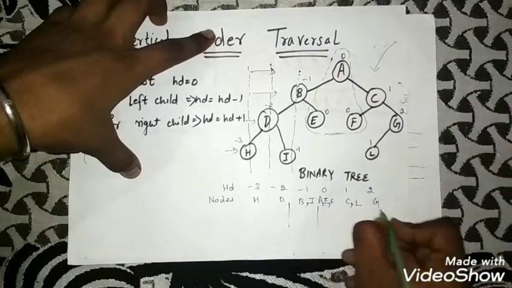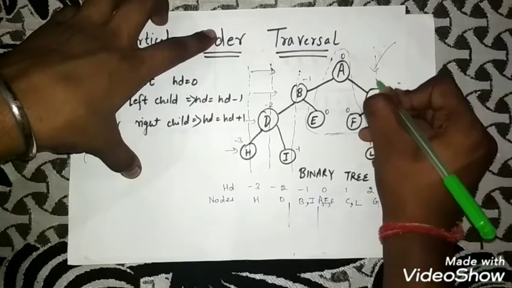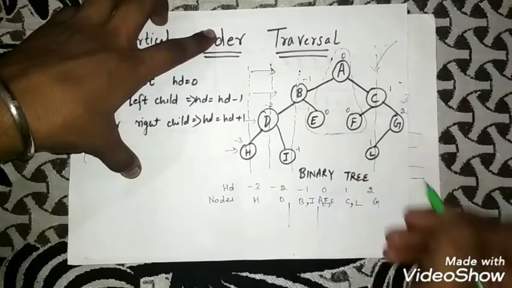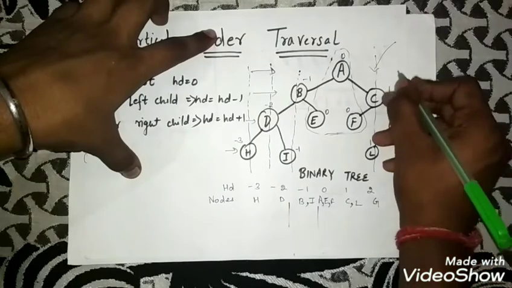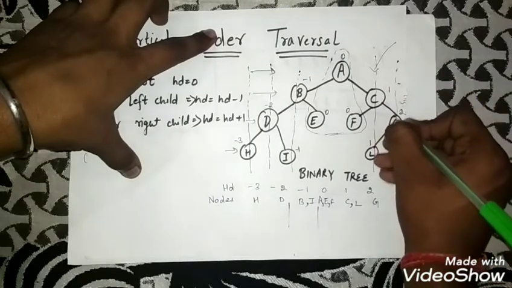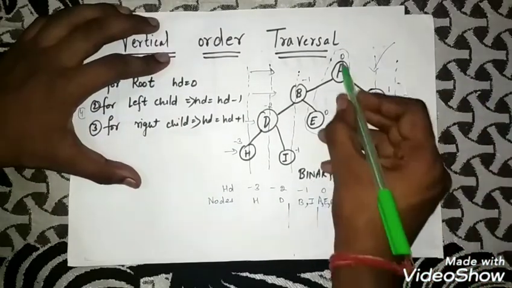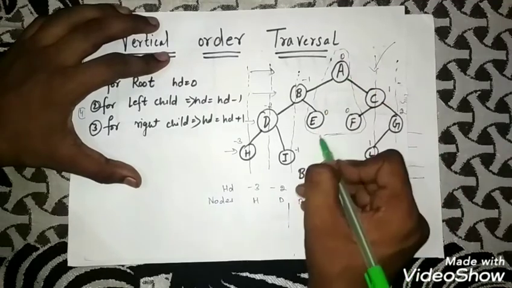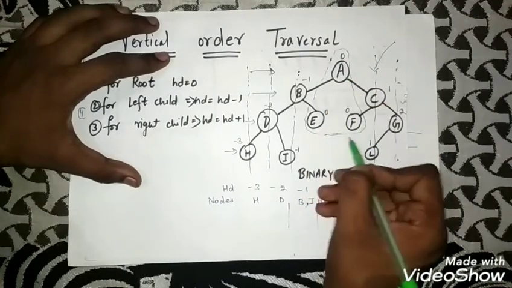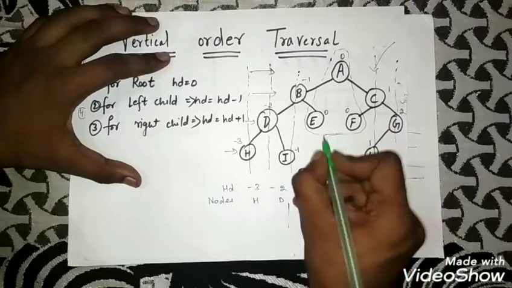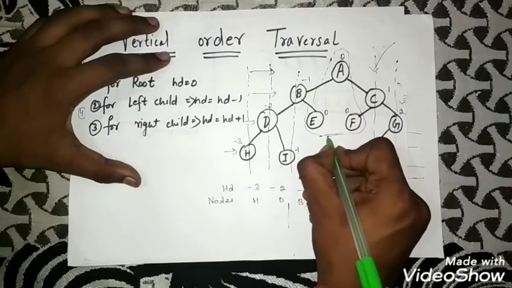Yes. For 1, we have two nodes, C and L. And lastly, for 2, we have just one node, G. Now you may think that this doesn't seem to be like a vertical line. The A, E and F horizontal distance is not corresponding to a vertical line. The thing is that we are drawing the tree in two dimensional.